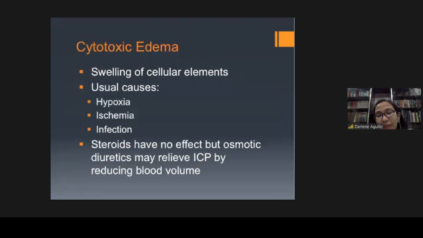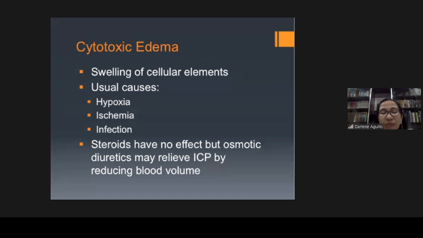Edema, the blood-brain barrier remains intact, unlike dependent motion pumps. So as a result, the cellular retention of sodium and water intracellularly, so there is swelling of cellular elements. So astrocytes get involved, since they are also found in the gray matter, yung astrocytes hindi lang nasa white. So both gray and white matter are involved.